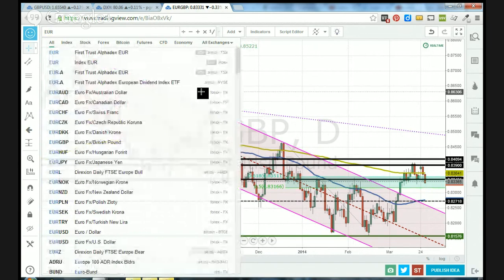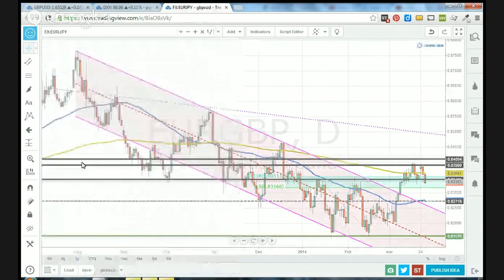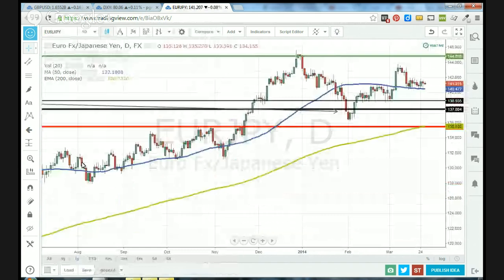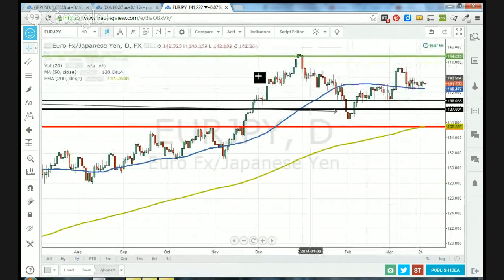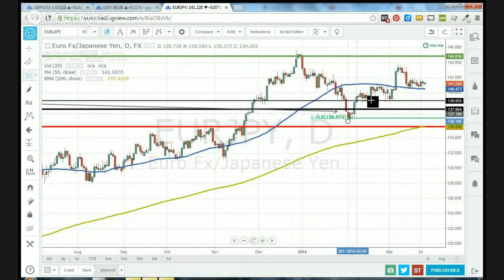Okay, Euro Pound, Euro Yen. This is now running away. Oh, well, it seems like we're finding support here, so this could be an interesting level to buy at. Let's see, actually, if we draw our Fibonacci retracements.